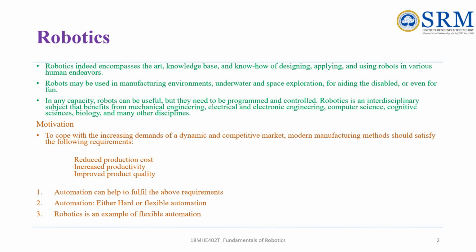So when it comes to manufacturing, robots play a crucial role in reducing cost, improving productivity and ensuring high product quality. This automation can be rigid or flexible, with robotics being a prime example of flexible automation that adapts to different tasks.